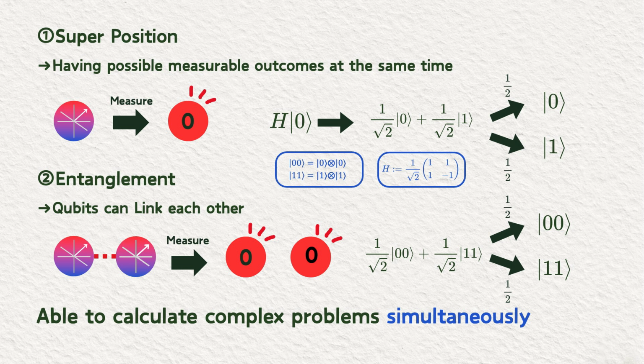By utilizing principles like superposition and entanglement, quantum computing can manipulate quantum states to hold multiple solutions simultaneously, allowing for efficient computation. We will explore this concept further in the next slide.